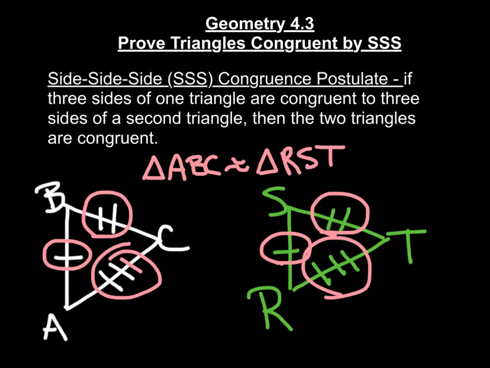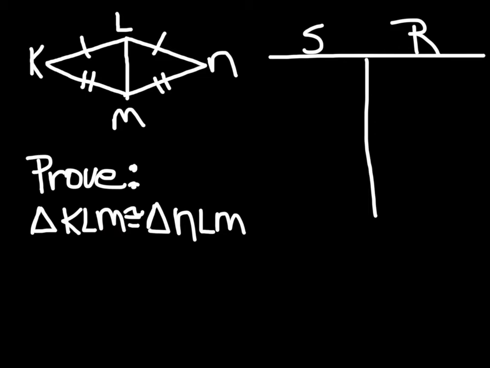Now you have to remember that you have to put it in the right order. If you go from A to B, then you have to go from R to S. Could we have written it a different way? Absolutely. We could have said triangle BCA. If we use triangle BCA, then we have to start with what corresponds with B to C, which would be S to T. So we would have S to T to R here. Just make sure that you write it in the corresponding order. Let's take a look at an example.